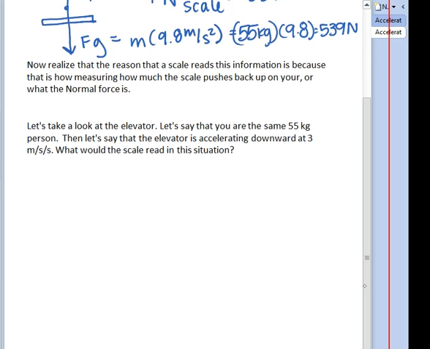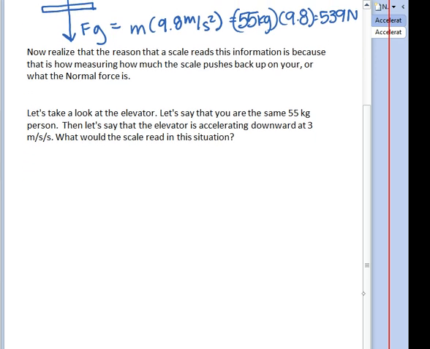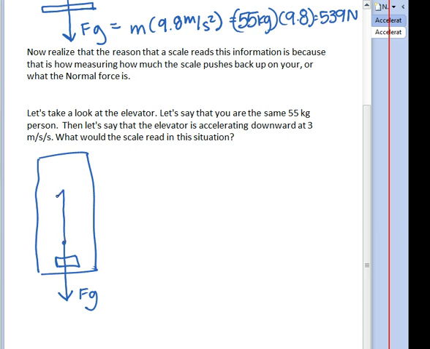Now, let's talk about what happens when you're in an elevator. Let's say that you are that same 55 kilogram person, but this time you are inside of an elevator. The scale and gravity are still the only two things that are acting on you. You have force of gravity pulling down, and you have the force of the normal going up. However, in this situation, you are accelerating downwards. You have an overall acceleration of 3 meters per second squared.